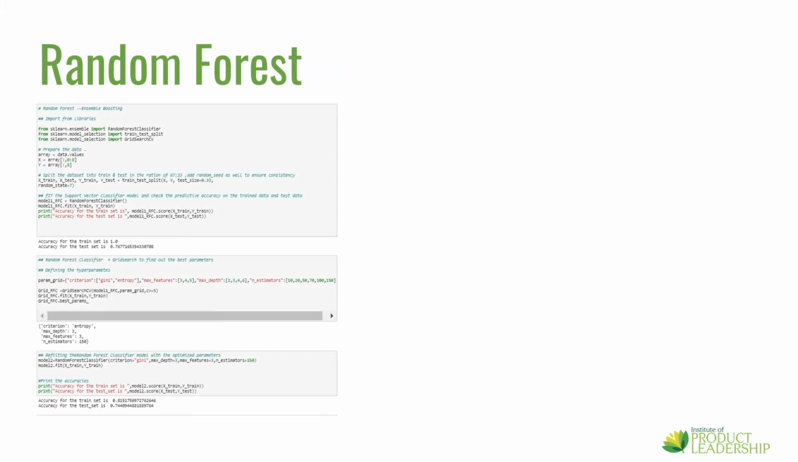Random forest. Here again, as with logistic regression, we will follow a 3-step process. Step 1. We import random forest, train test split and grid search from the sklearn library. Split the dataset into train and test in the ratio of 67:33. Model the data to find out the respective accuracies of the train and test dataset, and if you see the output, it gives an accuracy of 1 and 0.767 respectively.